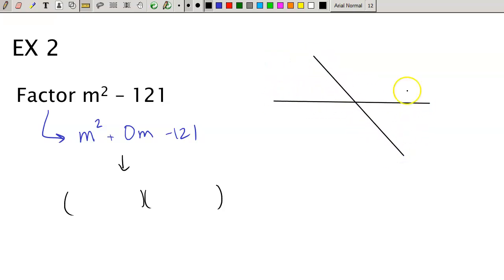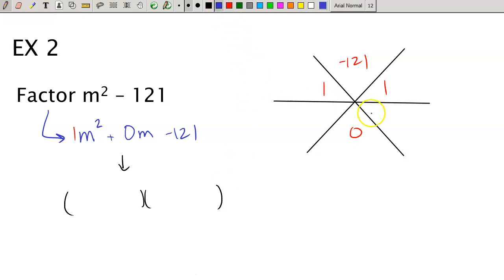Again, if you have other methods that you've used in a different class, or if you just want to go ahead and do the traditional method, go ahead and do whichever method you like. But again, snowflake method, we're going to take the a value, the coefficient here, which again in 4.3, the a value is almost always 1, right? That's what makes these problems easier. So this is 1 and 1. A times c is negative 121, and now the b value here is 0.